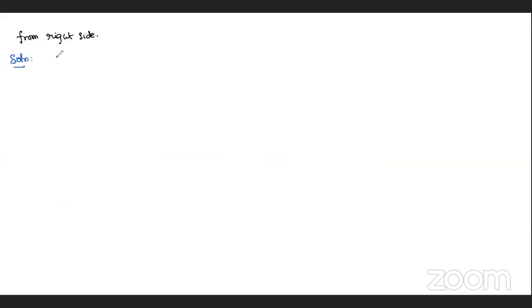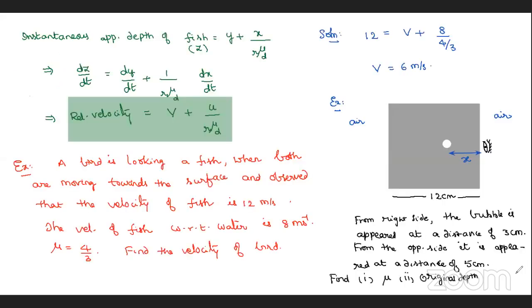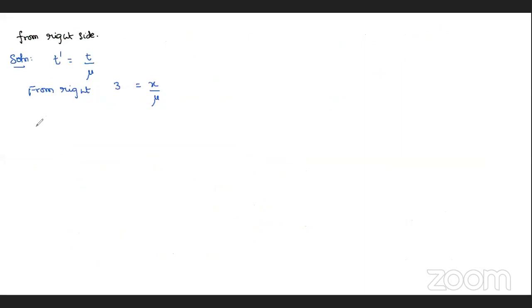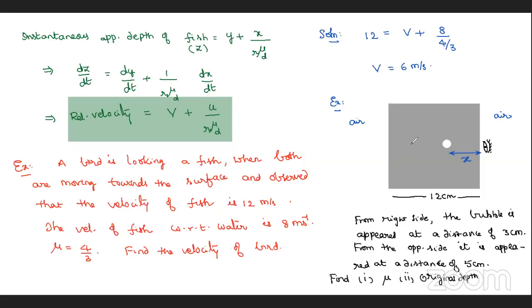So apparent depth t dash, you are trying to use the formula t by mu. Here t becomes x. From the right you are saying that x by mu equals t dash, which is 3. From the other side, 5 equals 12 minus x by mu. Apparent depth is 5, then what is the original depth? 12 minus x. So the original depth is 12 minus x.